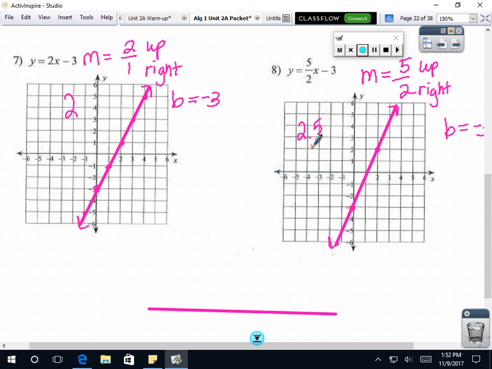Okay, so once you've checked your work, you can turn back and start working on the homework. It's page 16, the evens.